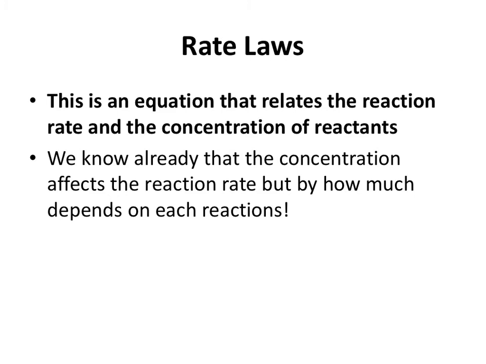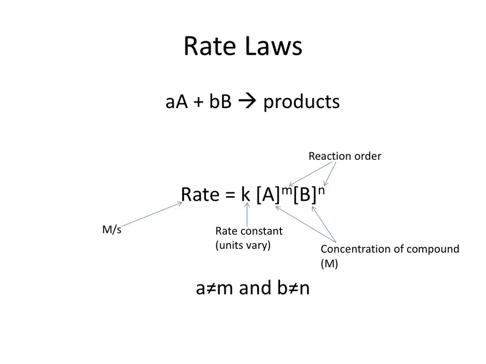Because we already know that concentration affects the reaction rate, but with rate laws we can find out by how much it depends on each reactant. So we're going to just look at a general reaction here. Little a would be the coefficient, big A is the reactant, little b is the coefficient for big B, the reactant.